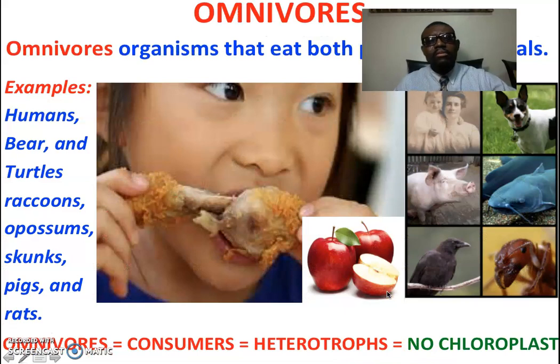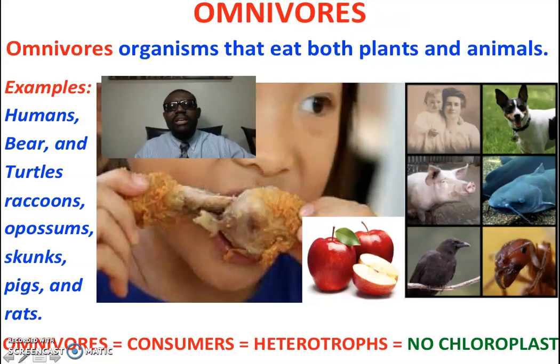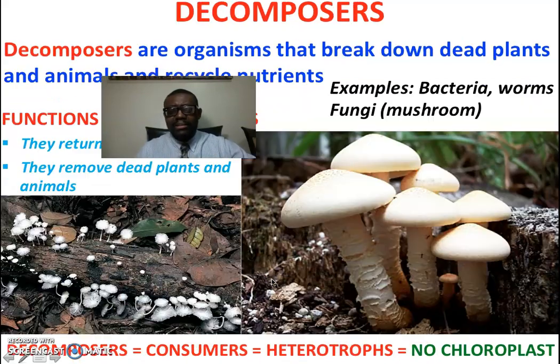The next is omnivores. Omnivores are organisms that eat both plants and animals. If you look at this example, we see an organism eating both plants and animals. Example, humans. We are omnivores. We eat both plant and animal products. So omnivores are consumers. They are heterotrophs. They have no chloroplasts.